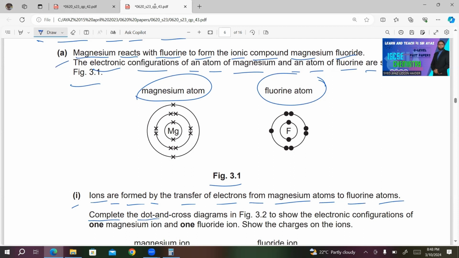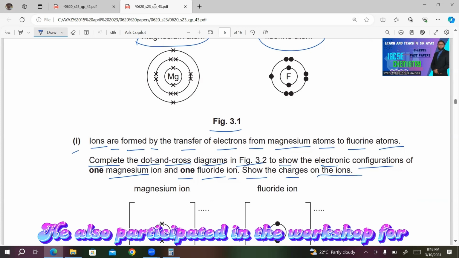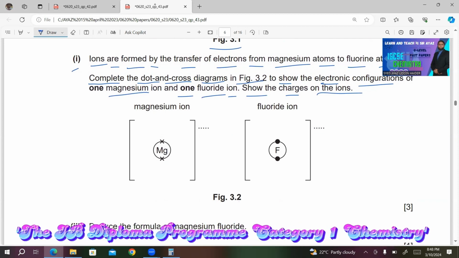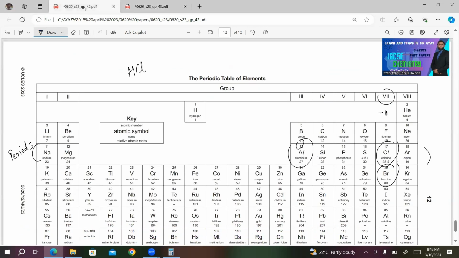Complete the dot and cross diagrams in figure 3.2 to show the electronic configurations of one magnesium ion and one fluoride ion. Show the charges on the ions. So first of all, you should know how many magnesium and fluorine atoms are involved during this transfer. Magnesium belongs to group 2. Group 2 carries +2 charge. Fluorine belongs to group 7. It carries -1 charge.